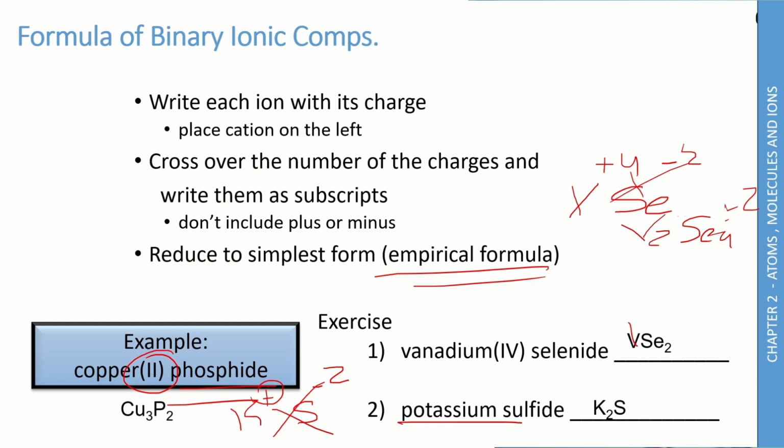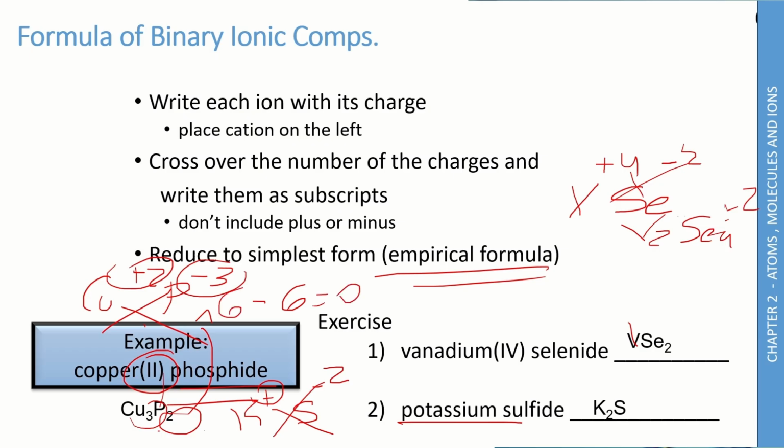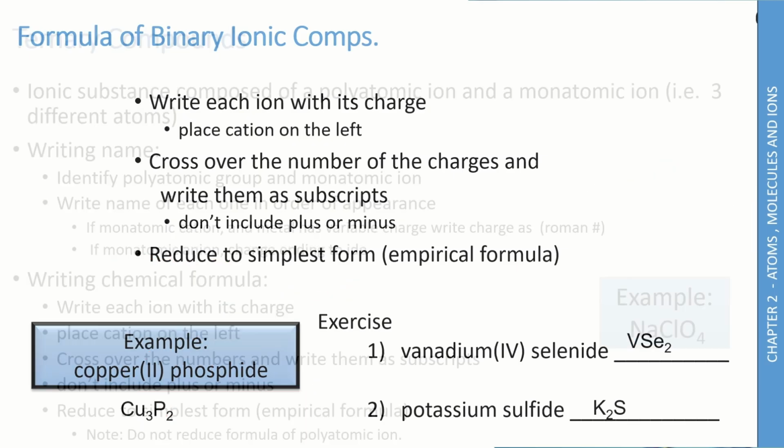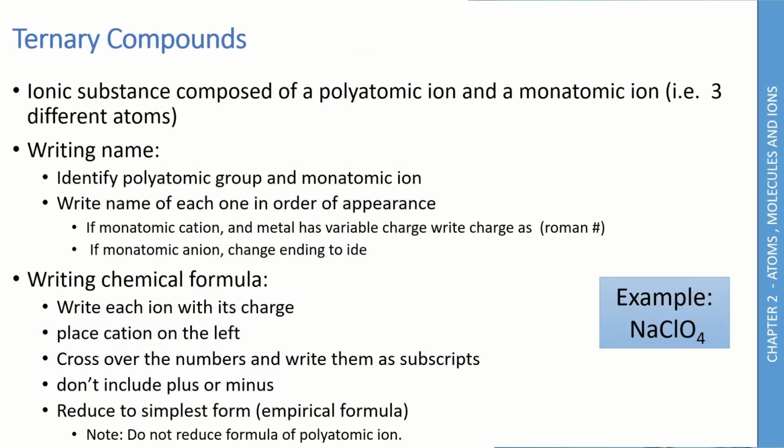So, unlike this one, copper 2 phosphide, I know that copper will be +2. What is phosphide? It will be -3. So when you cross the charge, I have 3 and 2. Because if you multiply, look at this: 2 times -3 is -6, 3 times +2 is +6. 6 minus 6 is 0, a neutral compound. Good?